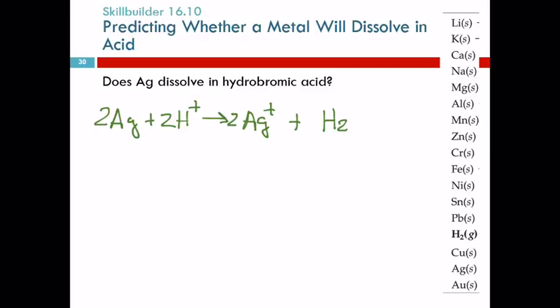Things like iron do dissolve in acid. That's the end of chapter 16.